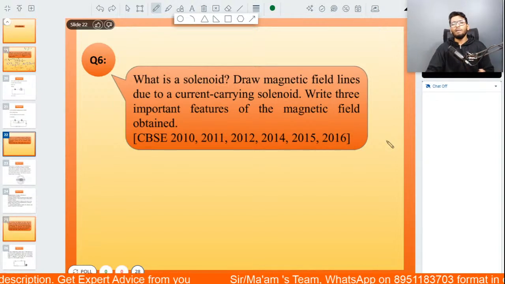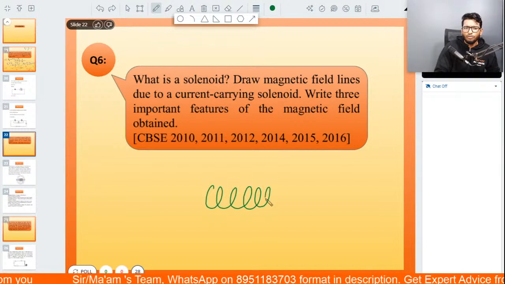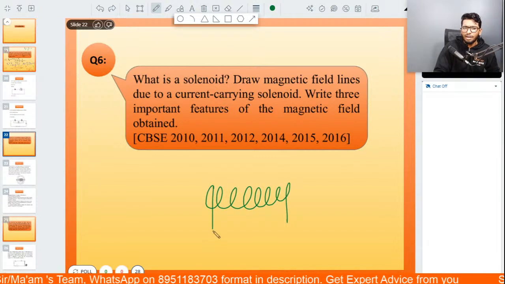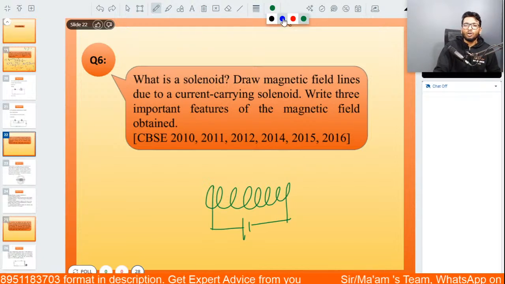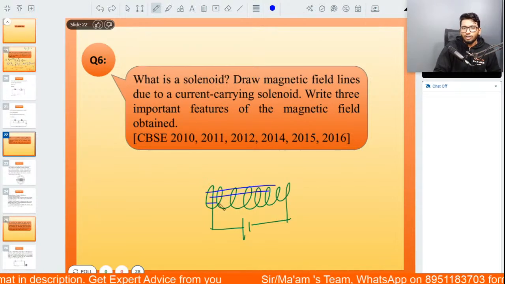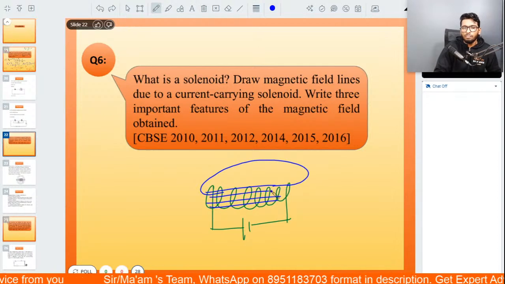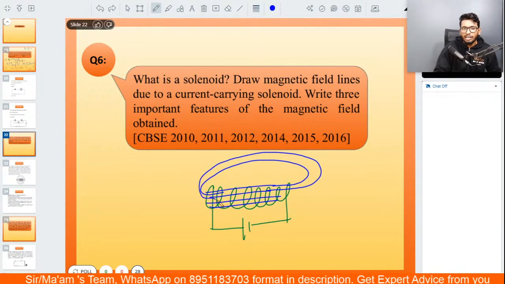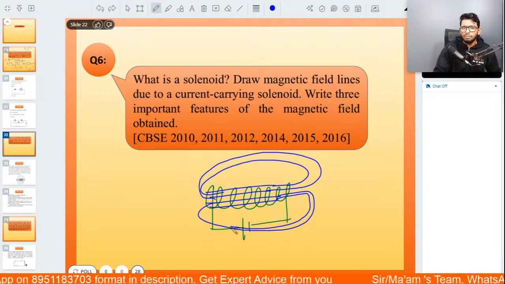Now, to draw the magnetic field lines, it's very straightforward. You guys know it. The magnetic field lines of a solenoid are very similar to those of a bar magnet. It's probably one of the easiest to draw. All you have to do is draw the magnetic field lines on the inside, and then, just like in a bar magnet, connect them on the outside as well.